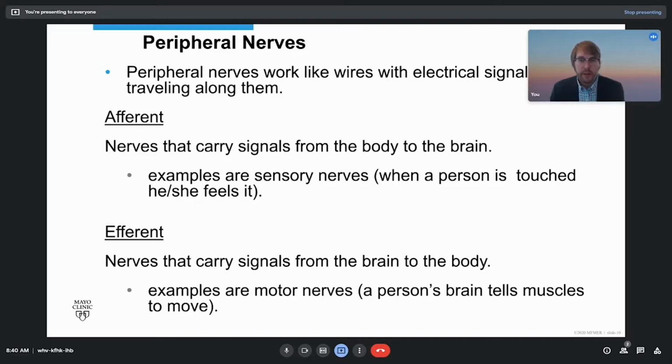Some nerves carry signals from the body to the brain. Examples are the sensory nerves. If you shake someone's hand, then that nerve signal is carried from the hand through the arm, through the neck, and into the spinal cord and brain. That nerve that sensed that is considered an afferent nerve. An efferent nerve is a nerve that carries a signal from the brain to the body, so when you are shaking a hand, how hard you squeeze it is carried down as a signal into your hand that squeezes the other hand.